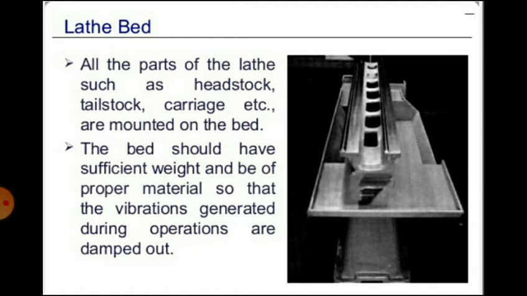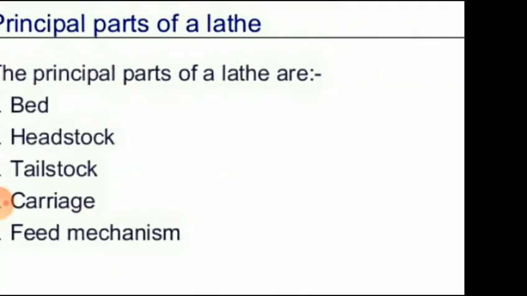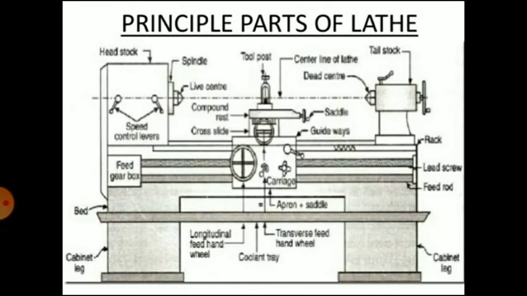The headstock and tailstock are located at either end of the bed. You can see in the diagram, at the left hand side there is a headstock, at the right hand side there is a tailstock mounted on the bed. The carriage rests over the lathe bed and slides on it. The middle part is called the carriage. The carriage is an assembly of several parts, and it rests over the lathe bed. The bed is the main guiding member of the tool for accurate machining work.